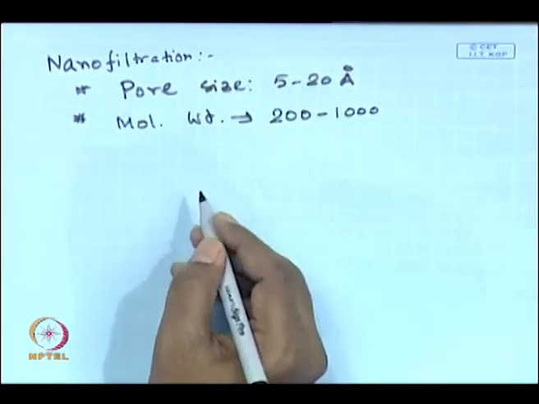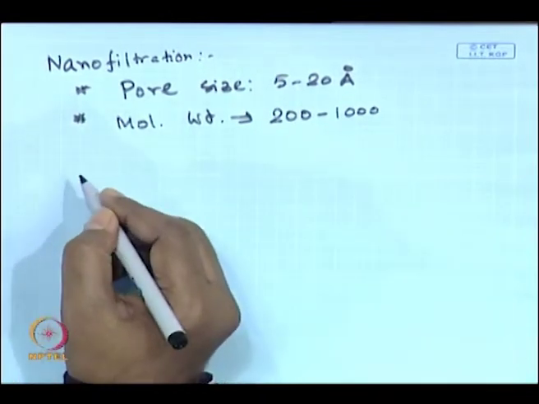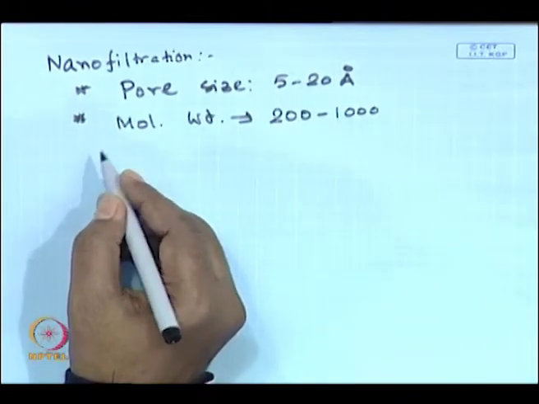Okay. Since the pore size is higher and the molecular weight of the particles to be separated is higher, its osmotic pressure will be lower. So therefore the pressure requirement will be slightly lower in this case.